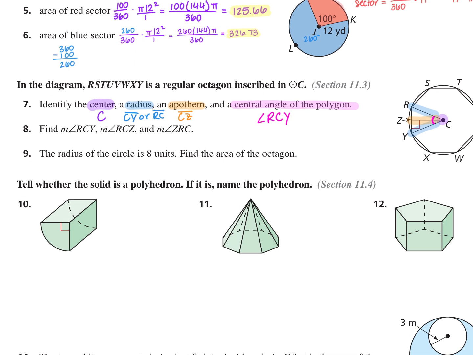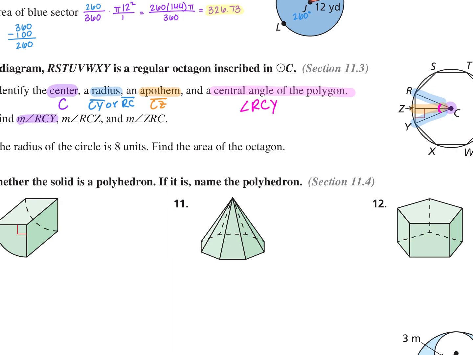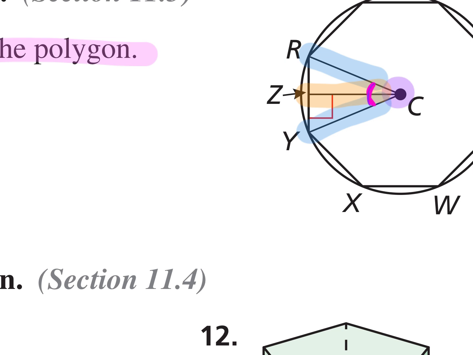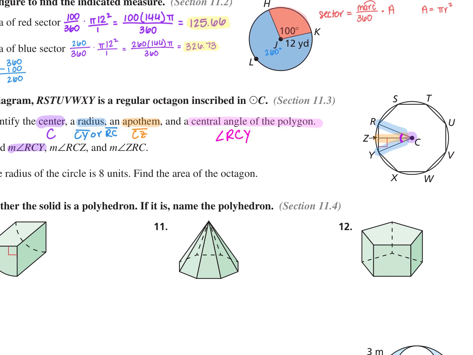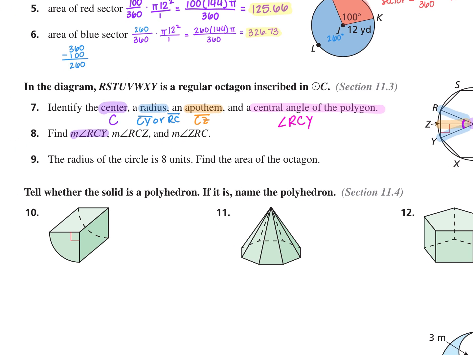All right, looking at the next question, they want me to find the measures. So I'm going to have to give them a numeric value. Looking at the first one, finding the measure of RCY. How would I find that? I'm going to take 360 divided by the number of sides, which is still this pink little line right here. If you divided correctly, your answer should have been 45. I have an octagon. Octagon has 8 sides, so if you divide it, you're going to get 45 degrees.